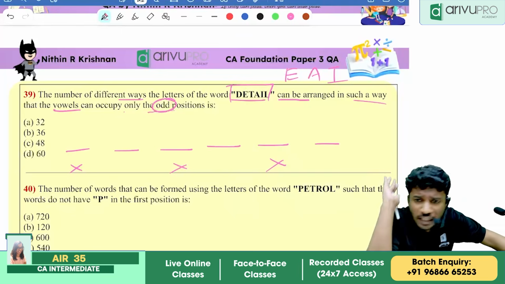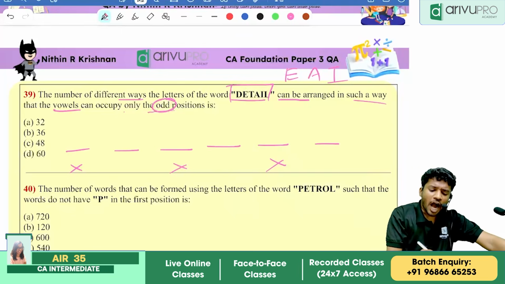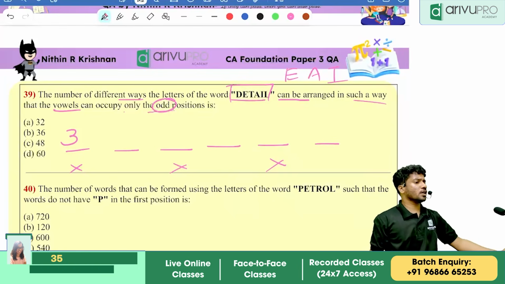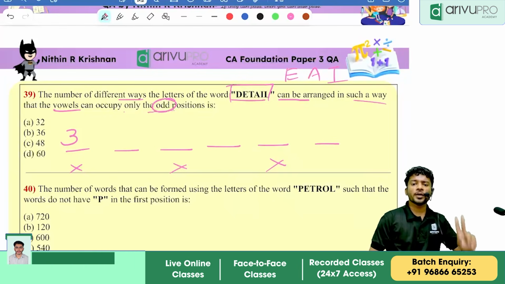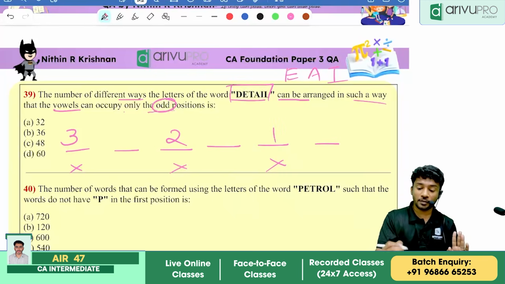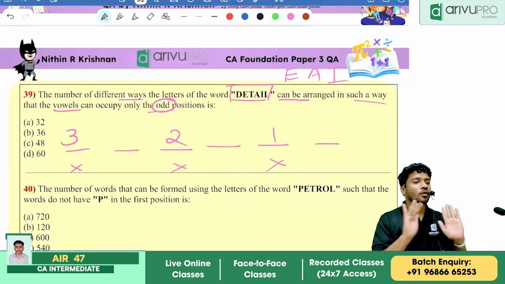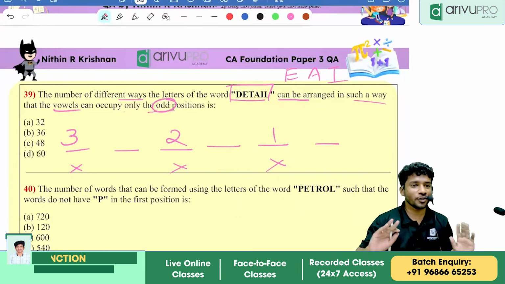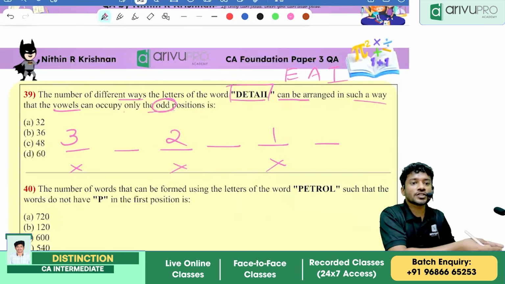Now, how many of them can sit in the first place? Any of the 3. One person sat. How many are remaining? 2. Two people already sat. How many are remaining? 1. So these are the vowels. Their arrangement is completed. Now can we go home? No, we need to make the consonants also sit.